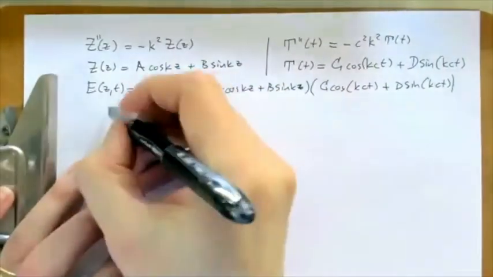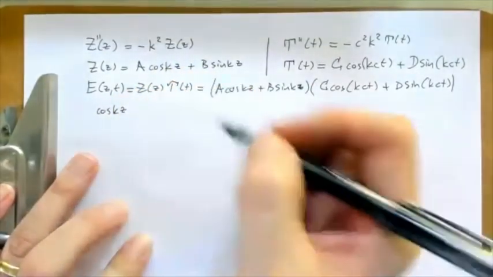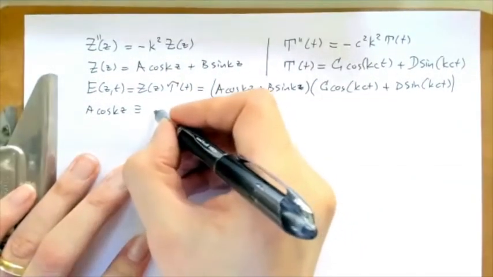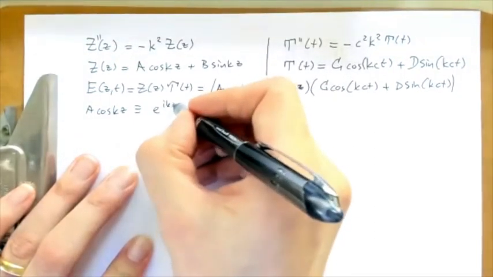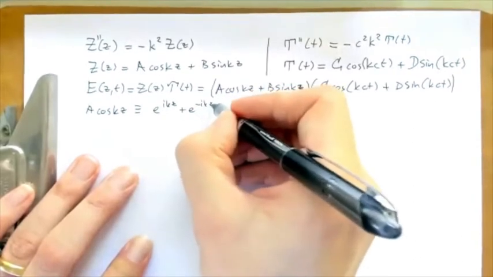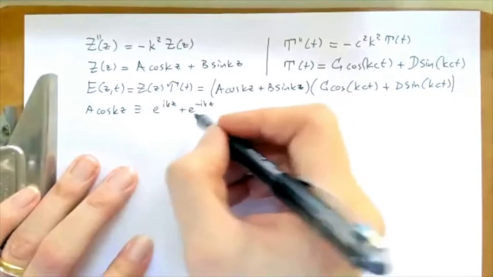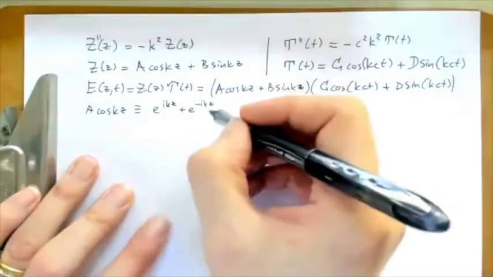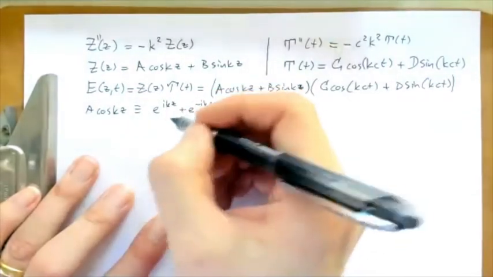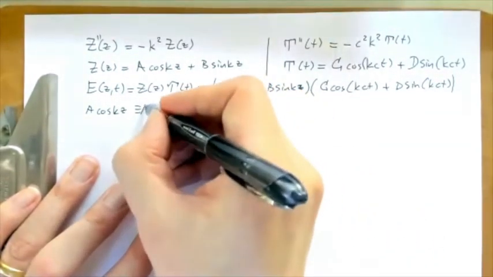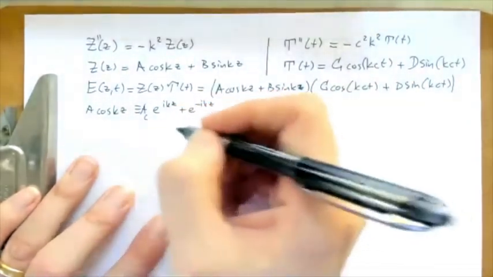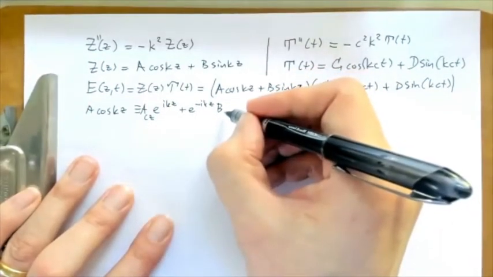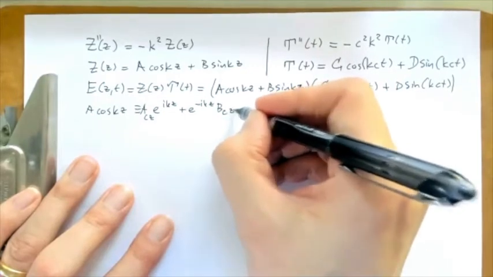So let's do that. We'll say A cosine kz is, we're going to call that, e to the power i kz plus e to the power minus i kz. Strictly speaking, what I should do is carry this A forward to the other side, except then we're going to have to carry t's everywhere. So I'm going to call this thing differently. I'm going to call this A_cz, and we're going to call this B_cz.